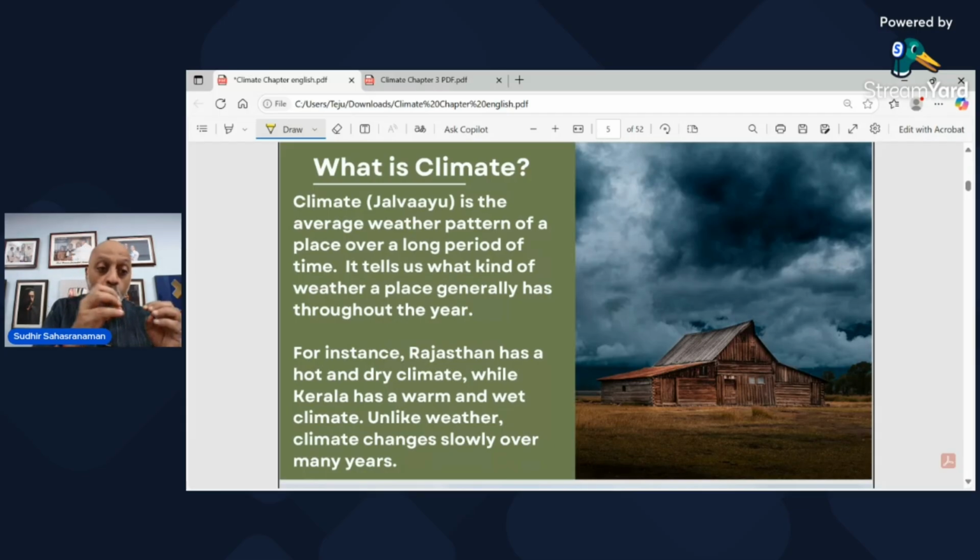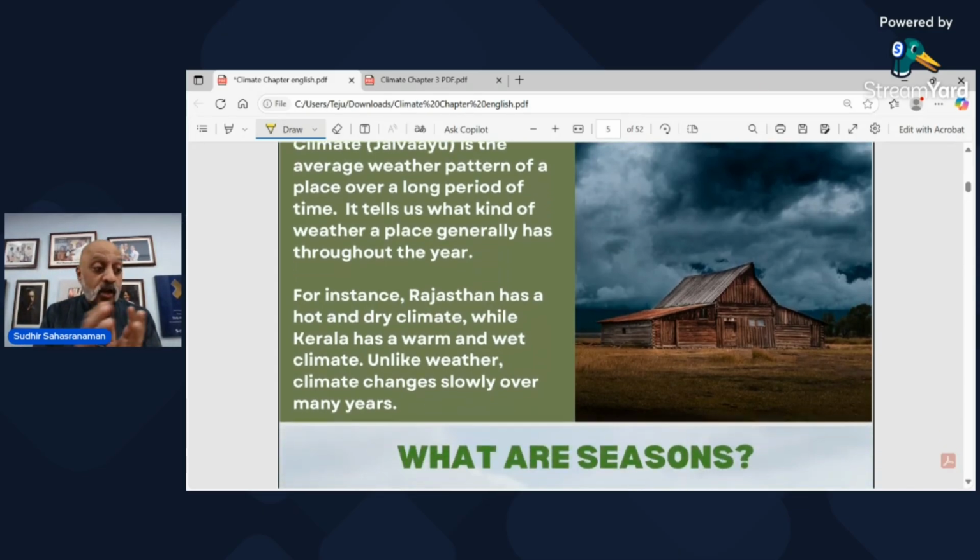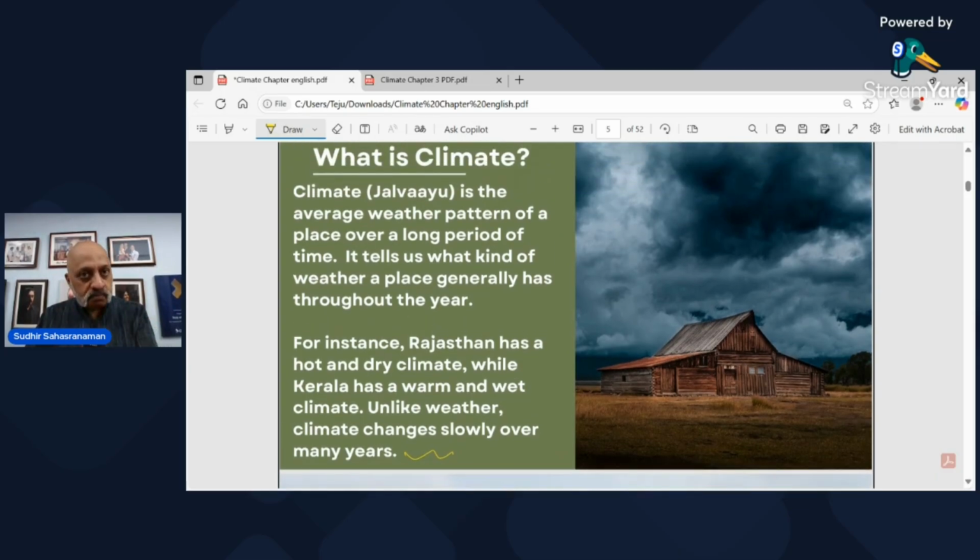Climate tells us what kind of weather a particular place generally has throughout the year. For example, Rajasthan, as I just now said, has a hot and dry climate. Kerala has a warm and wet climate. And unlike weather, climate changes slowly over many years. So this is important. It is not short term. Climate is long term. I hope this is clear. For example, this picture that you see is a home in a hilly area, and you can see the kind of cloud formation. So that would generally be the climate in that part of the country.